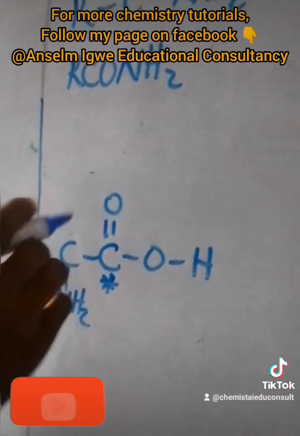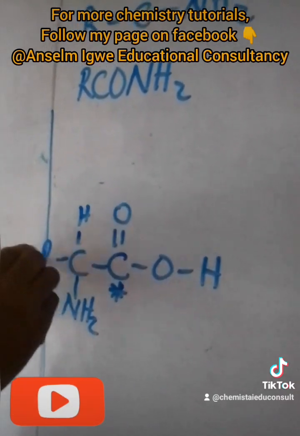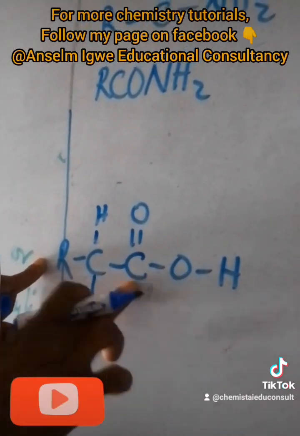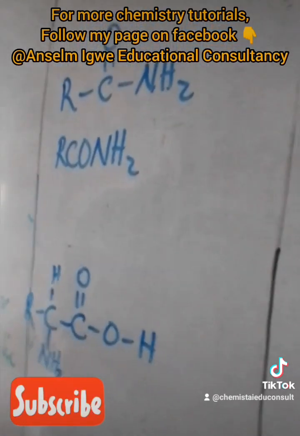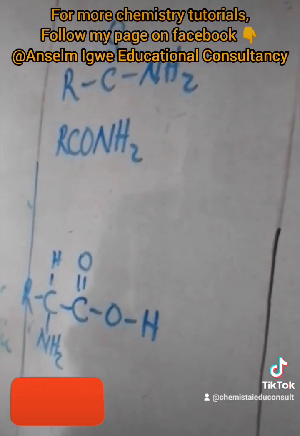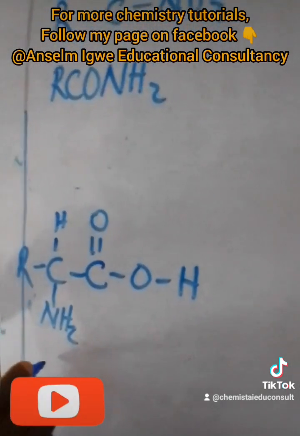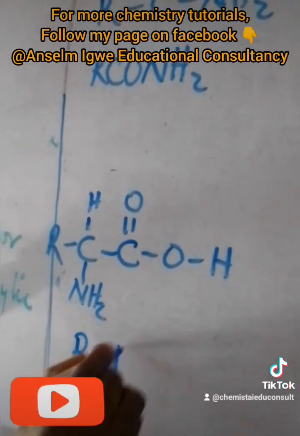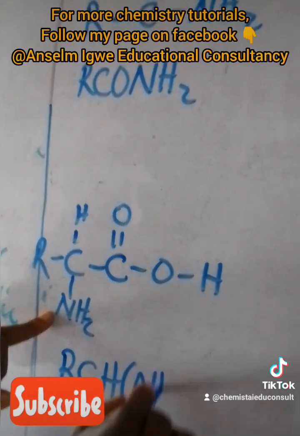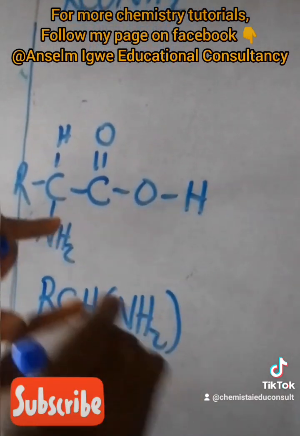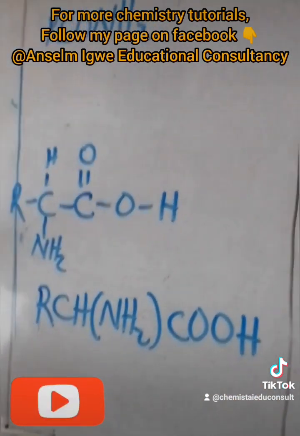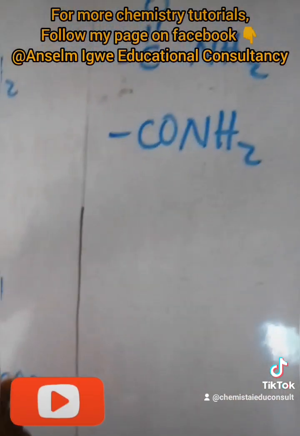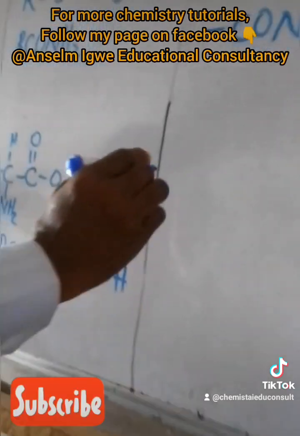So, this is alpha amino carboxylic acid. We have H here, then our R here. This is the general formula for amino acid. Remember, amino acid is the end product of protein digestion. That is the general formula. Okay. You can condense this formula as RCH(NH2)COOH. The bracket shows bonding. Same thing.